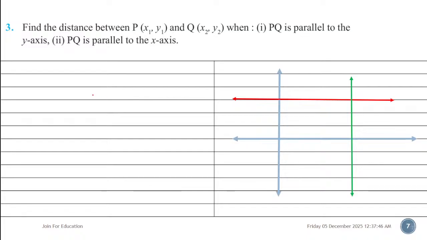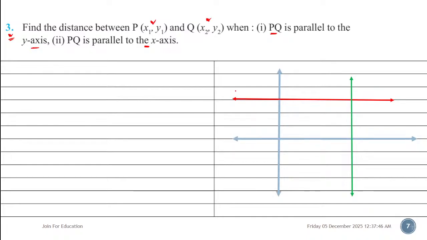Let's see the question number 3. Find the distance between P, the coordinate of P is x1, y1 and Q, the coordinate of Q is x2, y2, when first, PQ is parallel to the y-axis. Second, PQ is parallel to the x-axis.